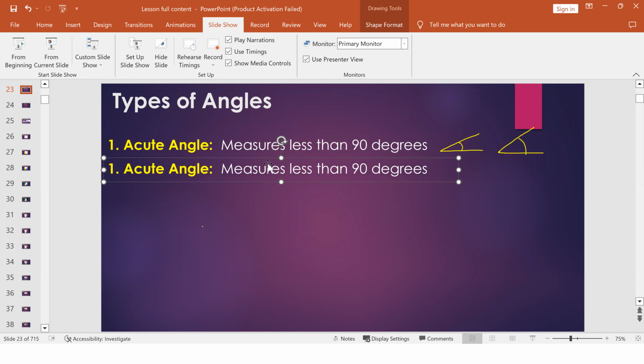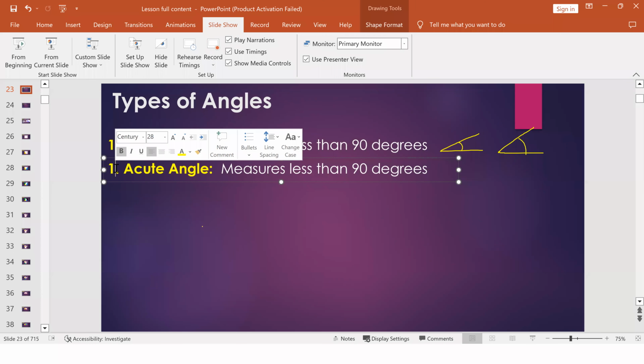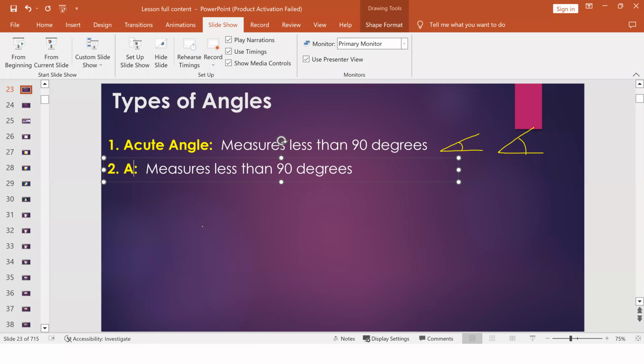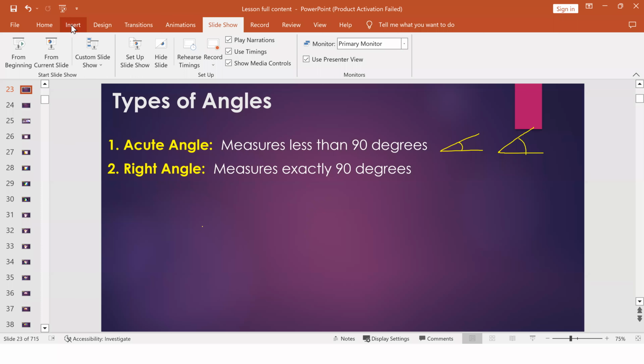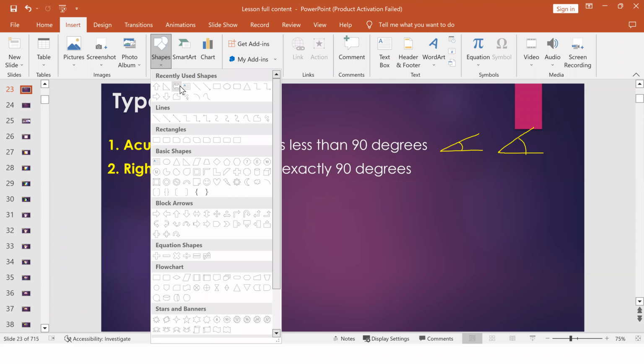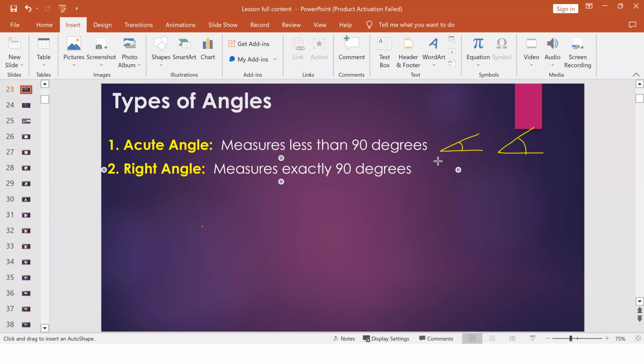The next one, number 2, after the acute angle that measures less than 90 degrees, is the right angle. What do we know about the right angle? It measures exactly 90 degrees. Very good. The right angle measures exactly 90 degrees, and it looks like an L. That's basically the shape of a right angle.